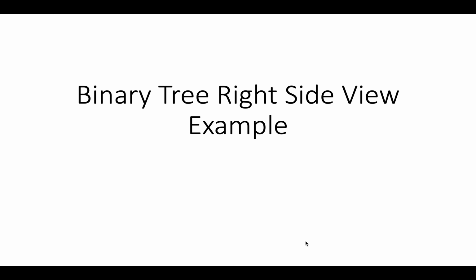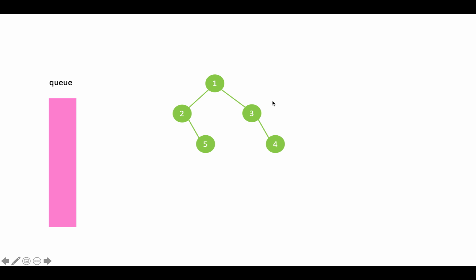Hello everyone, I'm here to give you a simple example of the LeetCode problem, Binary Tree Right Side View. Suppose we have a tree like this. If we stand at the right side of this tree and look from this direction, we should see that the right side view of the tree is 1, 3, 4.